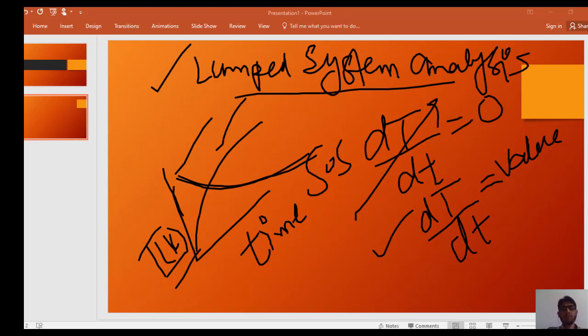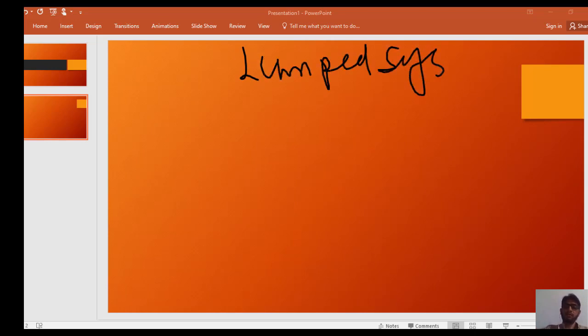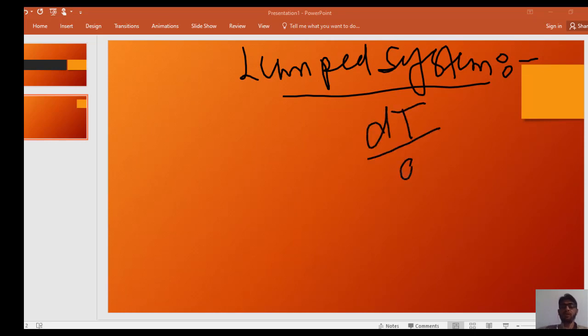The lumped system is a special case of unsteady state heat conduction, also called transient heat conduction. In general, unsteady state heat conduction is a form in which temperature changes with the passage of time and also changes with space, like x, y or z.